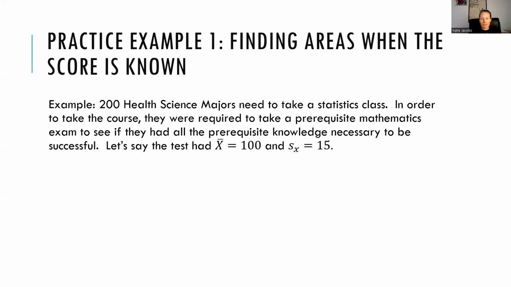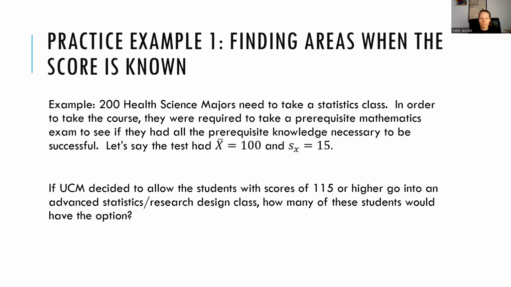All right, so the example is 200 health science majors need to take a statistics class. In order to take the course, they were required to take a prerequisite mathematics exam to see if they had all the prerequisite knowledge necessary to be successful. So let's say this test had a mean of 100 and a standard deviation of 15. If UCM decided to allow the students with scores of 115 or higher to go into an advanced statistics research design class, how many of these students would have that option?